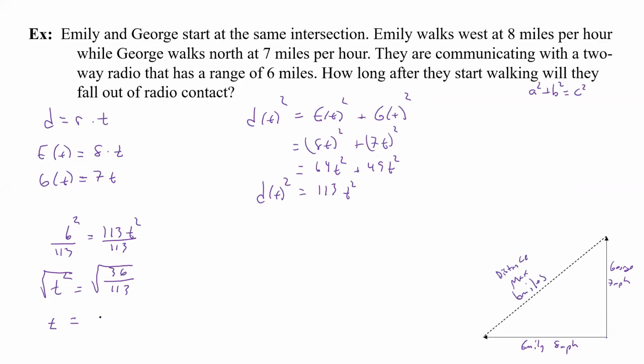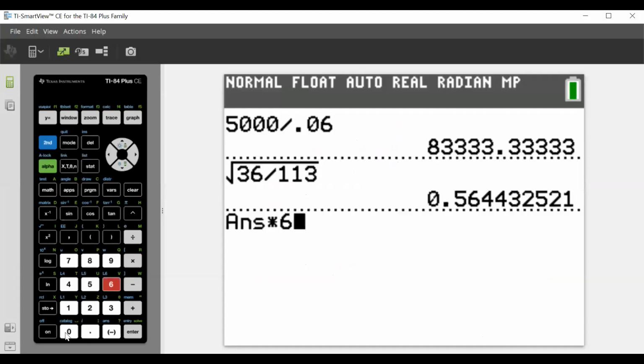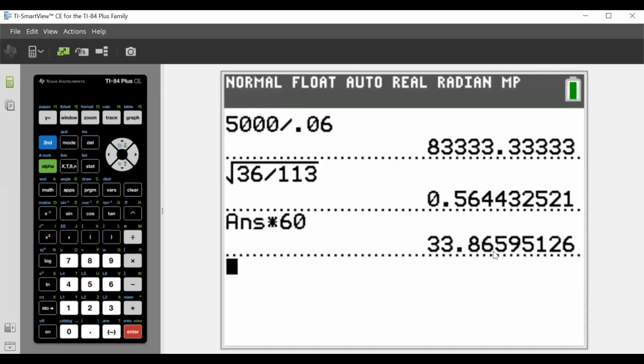And so t is equal to 0.5644, and this would be hours. Now, do they ask for any units, minutes or hours? It doesn't really say. So we could say t is approximately 0.56 hours, and that should be good enough. Now, if they wanted minutes, we would just take that number times 60, and it'd be about 33.9 minutes.